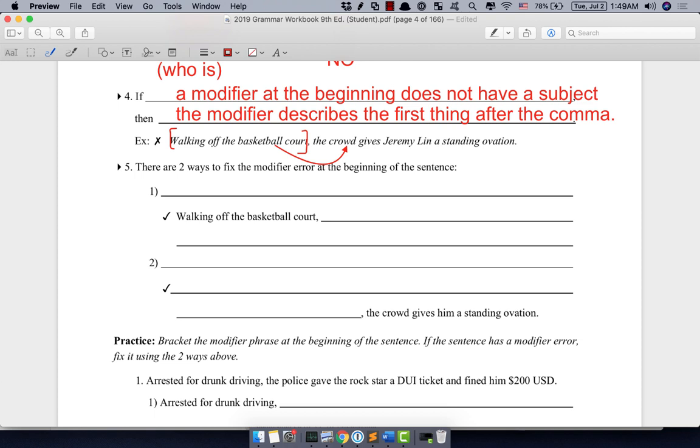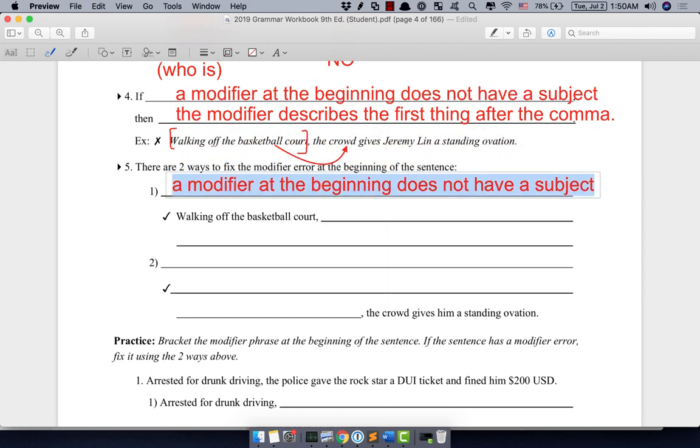And what are two ways to fix a sentence? Let's say if you really love the first part, walking off the basketball court, what can you do to the second part to make the sentence right? Since the first part describes, or should be describing what's after the comma, then you think about what this is describing, walking off the basketball court. And so the first way is you can, how do you phrase this? You can say, start the second part with what the modifier describes.